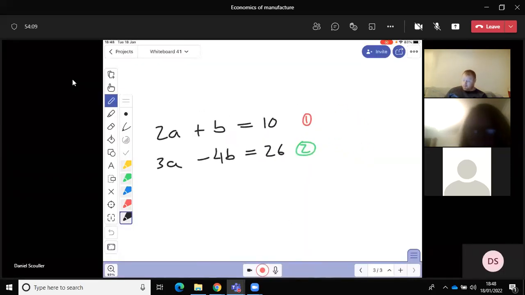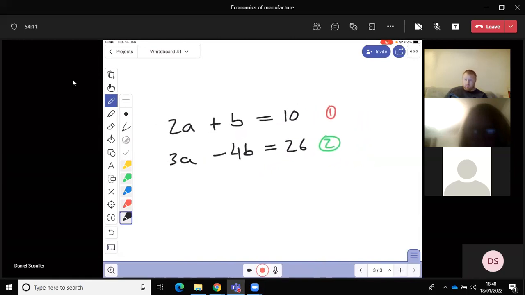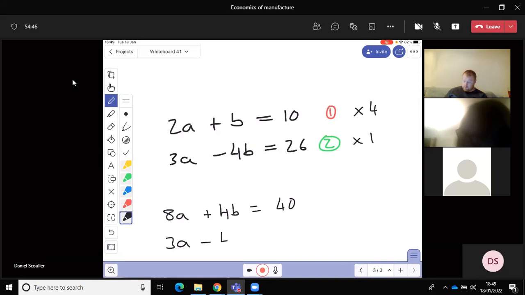That works. Okay, so looking at the second term, we want the B terms to be the same. So the B term on top is 1, so we want that to be 4. So we want to take that 4 up and multiply by 4. That just gets multiplied by 1, so nothing happens to the second term, the second equation. Just rewriting them out again, that would become 4a plus 4b equals 40. That stays as 3a minus 4b equals 26.